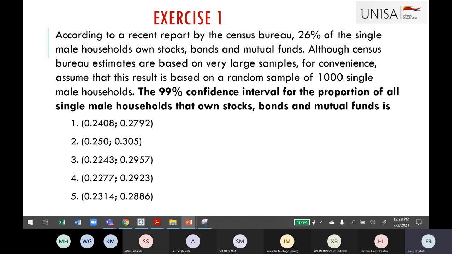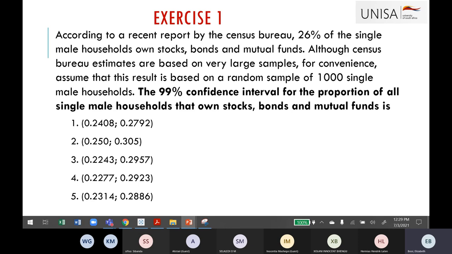According to a recent report by the Census Bureau, 26% of single male households own stock, bonds, and mutual funds. Although Census Bureau estimates are based on a very large sample, for convenience, assume that this result is based on a random sample of 1,000 single male households. The 99% confidence interval for the proportion of all single male households that own stock, bonds, and mutual funds is... So they're asking us to find a 99% confidence interval for the proportion.